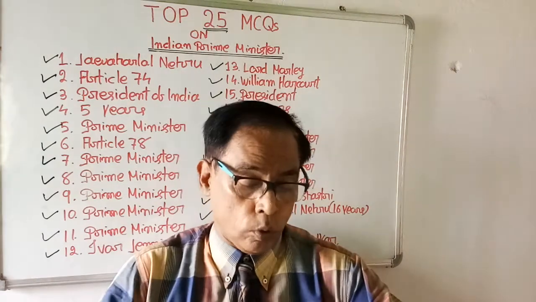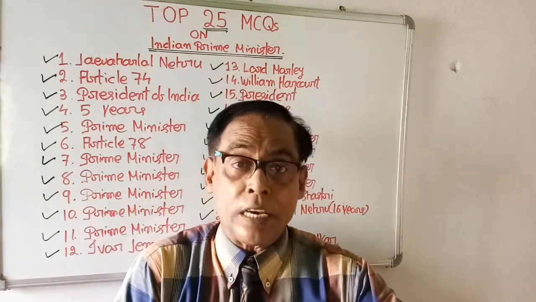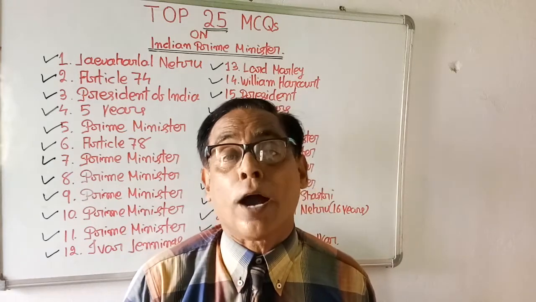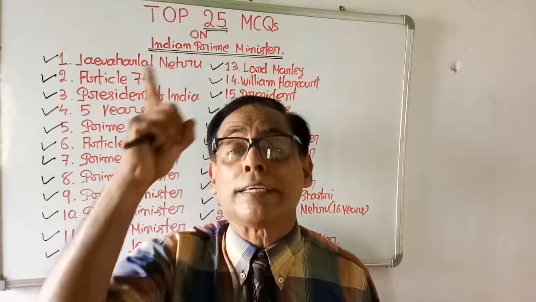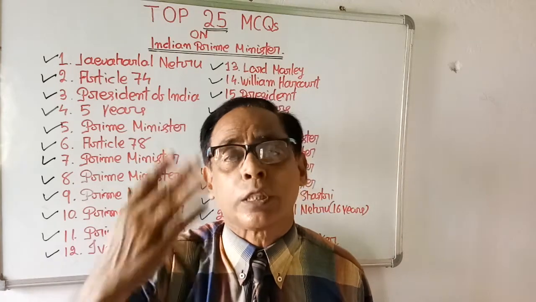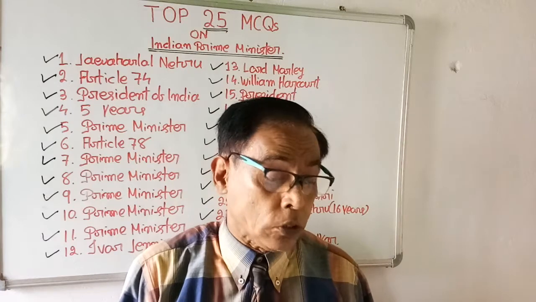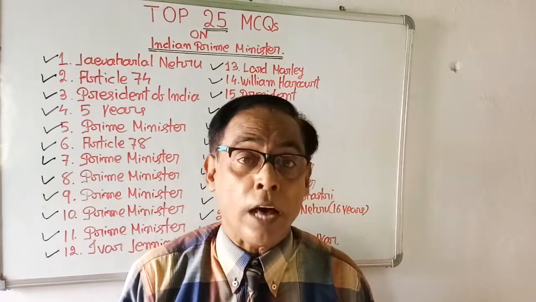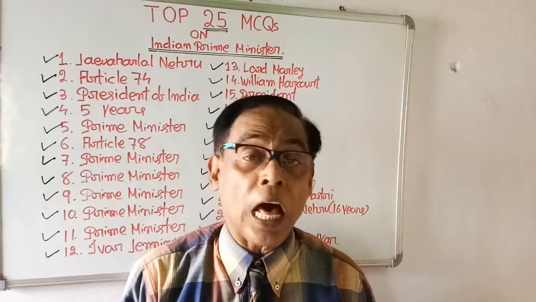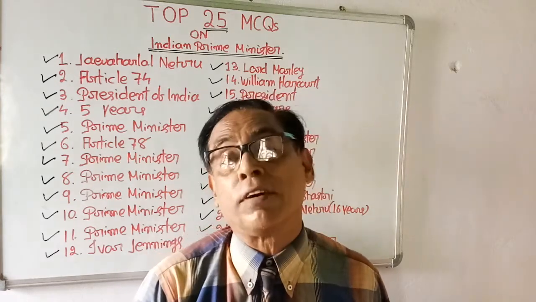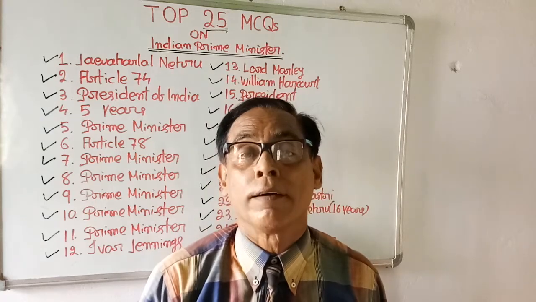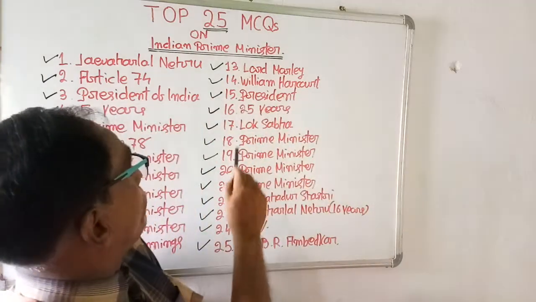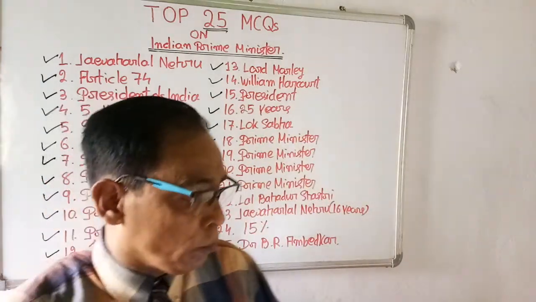Then come to question number 22, which is very important, very crucial. The question is, which Prime Minister gave a slogan, Jai Jawan, Jai Kisan? Options are again 4. Jawaharlal Nehru, Indira Gandhi, Morarji Desai, Lal Bahadur Shastri. The right answer is Lal Bahadur Shastri. He gave the slogan, Jai Jawan, Jai Kisan. Question 22, Lal Bahadur Shastri.